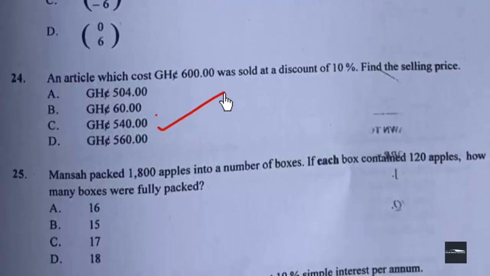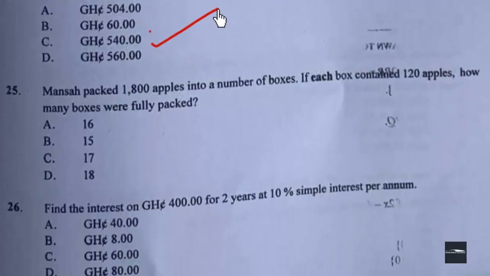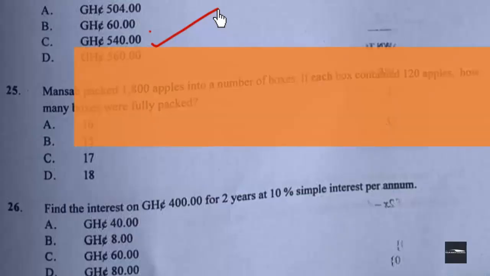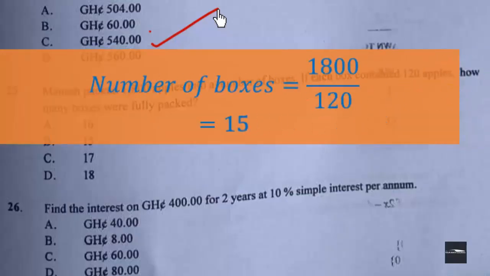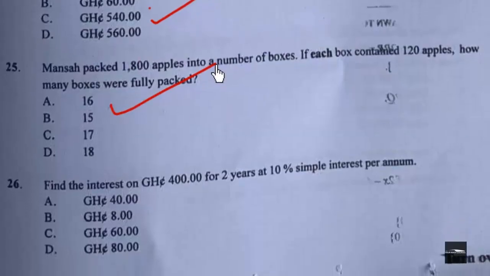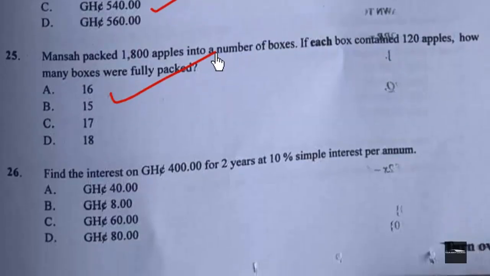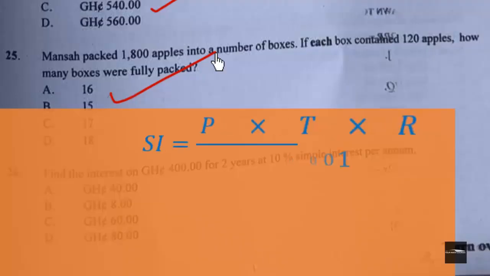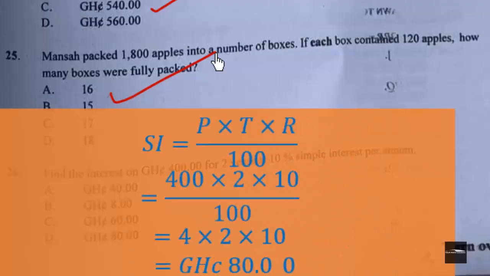Question 25. Mensa packed 1,800 apples into a number of boxes. If each box contained 120 apples, how many boxes were fully packed? So divide to obtain 15. Find the interest on 400 Ghana cedis for 2 years at 10% simple interest per annum. The interest is 80 Ghana cedis.